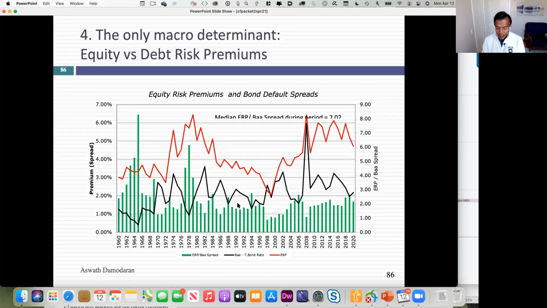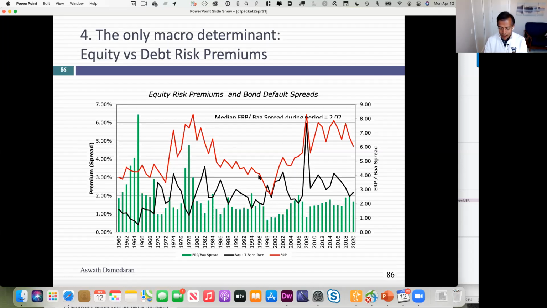The black line is the default spread on one ratings class, BAA, which is an investment grade bond. So that line also goes up and down. Most of the time, the two move together. When the price of risk goes up in the equity market, the price of risk also goes up in the bond market. Price of risk in the equity market drops, the price of risk in the bond market also drops. But there are at least a couple of times in the last 30 years where the two have moved in different directions. Here's the first one.